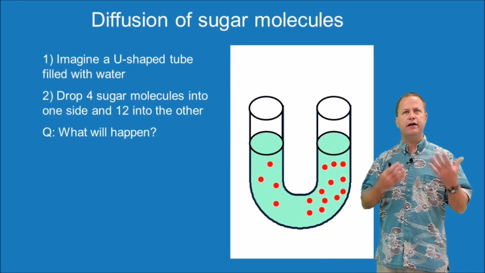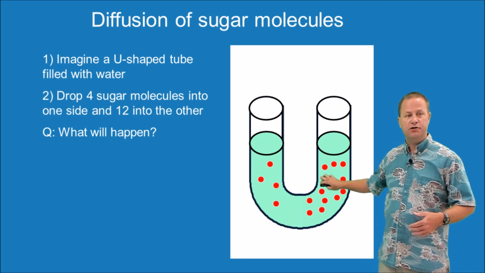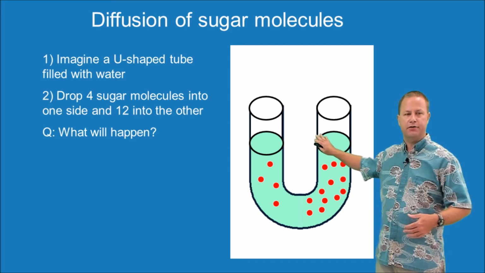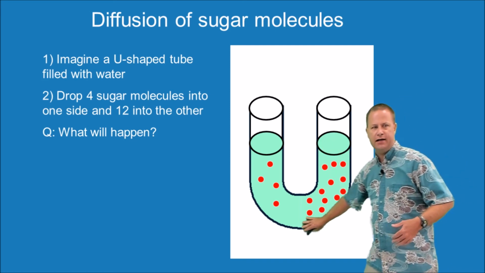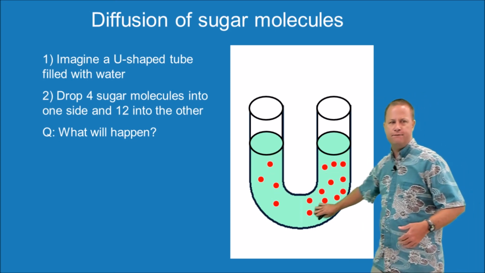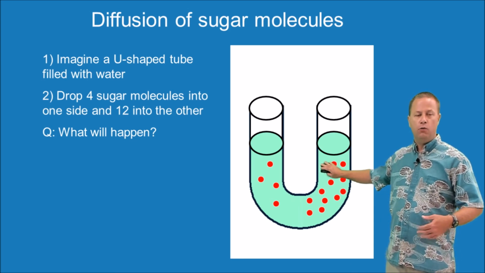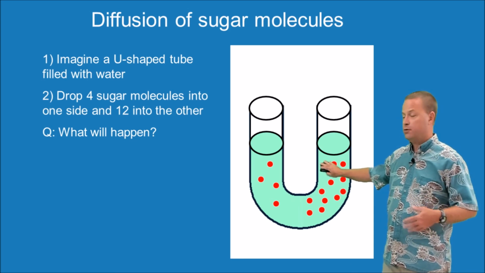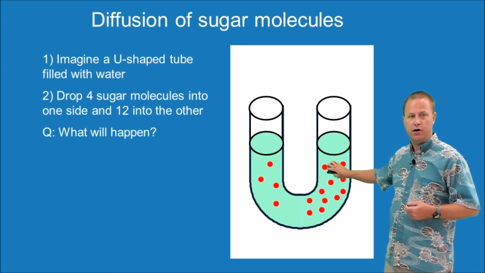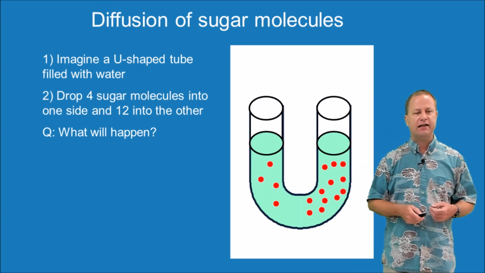Okay, now let's look at another example of simple diffusion. What we have here is a U-shaped tube which is filled with water. And into that U-shaped tube we have put sugar molecules. We put 12 on this side and we put 4 on that side. So we have 12 on the right side, 4 on the left. Now what's going to happen via simple diffusion? Well, via simple diffusion, things should move from an area of high concentration to low concentration. So since there's more sugar on this right-hand side, it should move from right to left. And that's exactly what happens.